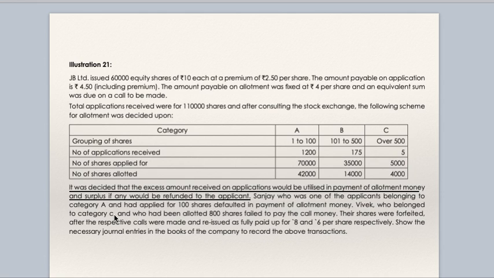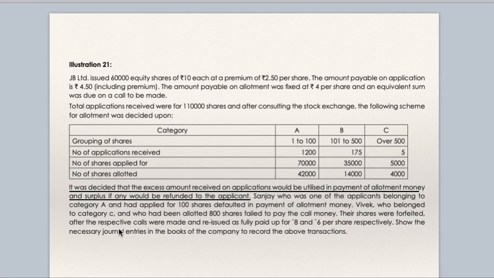Vivek, who belonged to category C and who had been allotted 800 shares, failed to pay the call money. Vivek is from C category. What is given about Vivek? He has been allotted 800 shares and he has not paid call money.